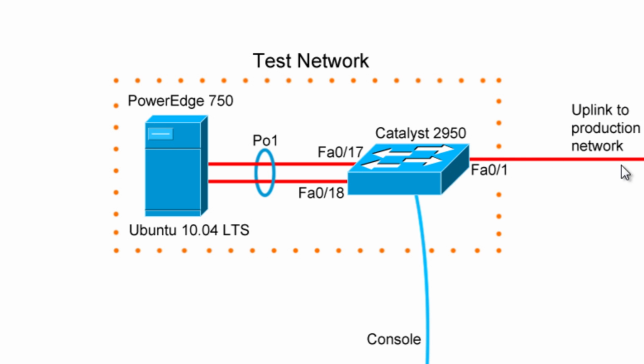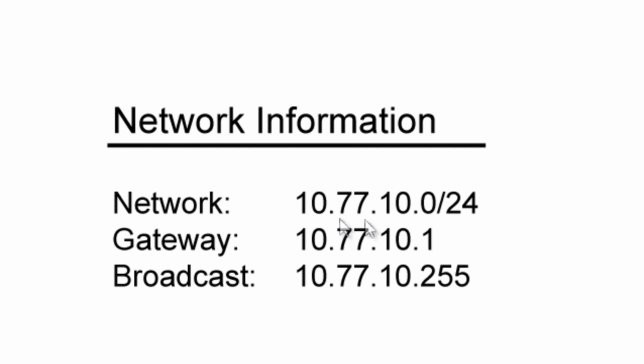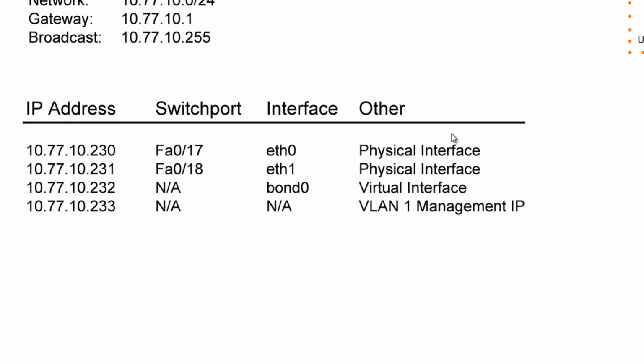So, a very simple setup. Basically, we're just piggybacking off my production network. I've set up a subnet for this, so we're using a 10.77.10.0/24 network. Obviously we're using .1 as our gateway, 255 as our broadcast. And in terms of addresses, which is the important part for this, we're going to be using 230 as Ethernet 0 on this Linux box.